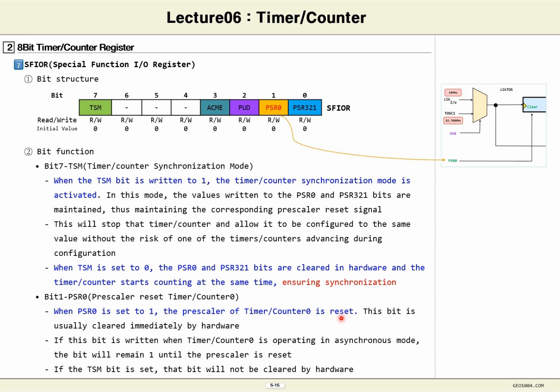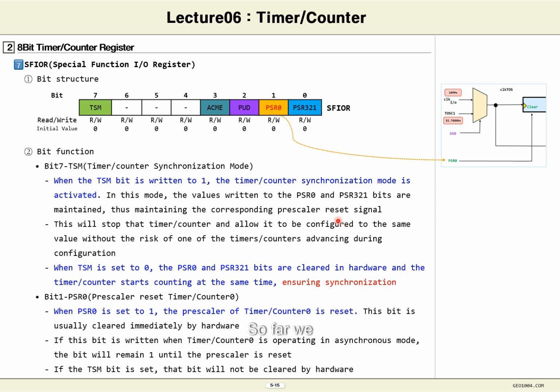What this means is that if you adjust the prescaler, write 1 to the TSM value and 1 to PSR 0, then adjust the corresponding prescaler. All you need to know is that if you write 0 to TSM again, all timers will be synchronized and run again. So, when you change the prescaler in the timer counter, you need to understand and operate the special function I/O register well.